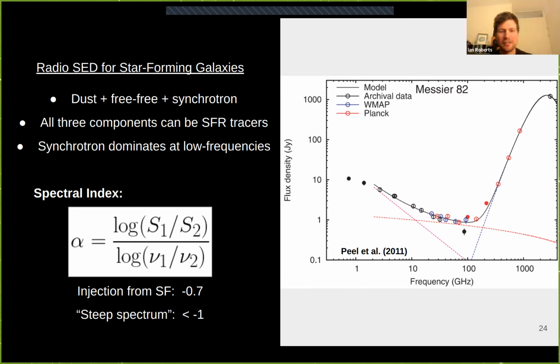The spectral index is essentially just the slope of this SED in the synchrotron regime. Synchrotron emission is typically modeled as a power law. We can see this magenta dashed line is the synchrotron component of this fit, and the slope of this line is what we would call the spectral index. In the direct way of calculating it, it's just a ratio between your flux density at two frequencies and the ratio of those frequencies themselves.